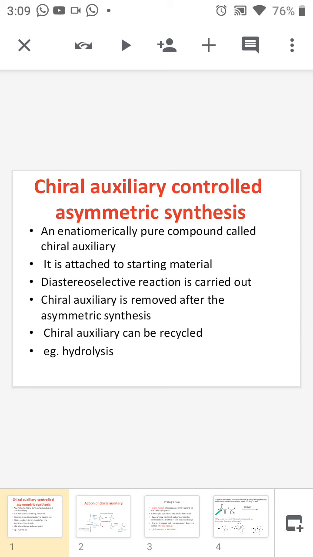This is mainly because one enantiomerically pure compound is already attached to the starting material, and we know that every enantiomerically pure compound has a configuration. So one of the configurations is fixed in the product, and we are generating the new chiral center in the starting material. That's why this type of reaction, as we said earlier, is a diastereoselective reaction. After the asymmetric synthesis, we can remove the chiral auxiliary, and the chiral auxiliary can be recycled. An example is hydrolysis.